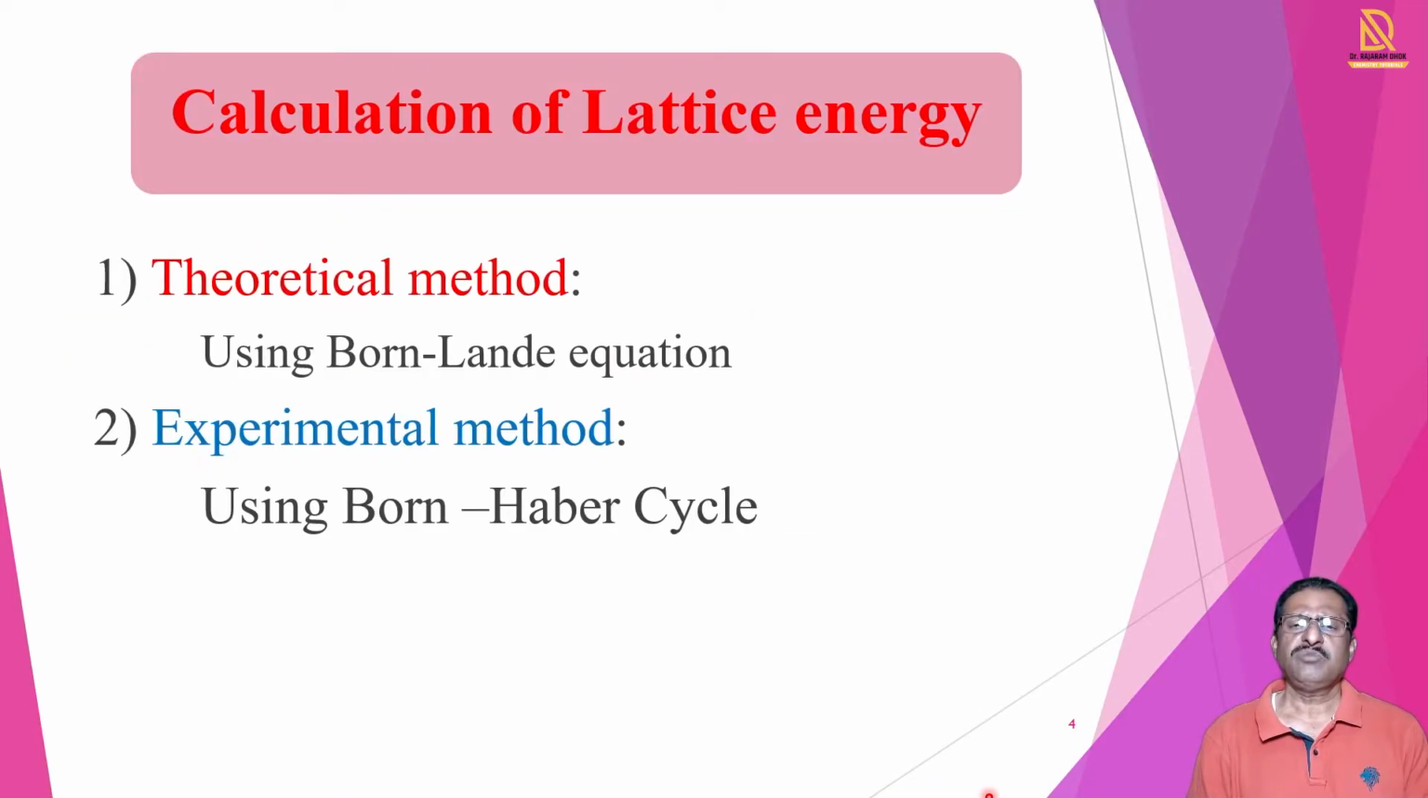For the calculation of this lattice energy, there are two methods. One is the theoretical method, developed by Born and Lande, and so that method is called the Born-Lande equation method. The second method is the experimental method, developed by Born and Haber, and so that method is named the Born-Haber cycle. This method is explained in the form of a cycle, so it is called the Born-Haber cycle.